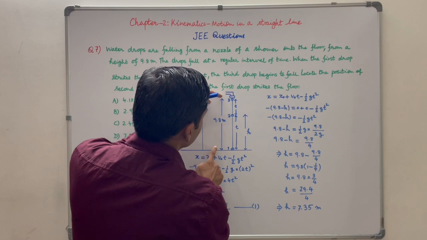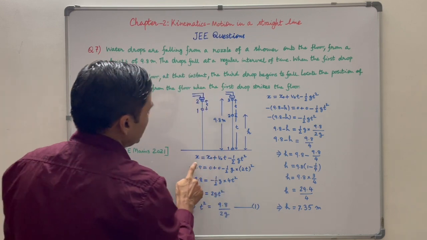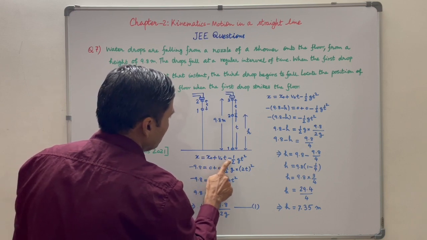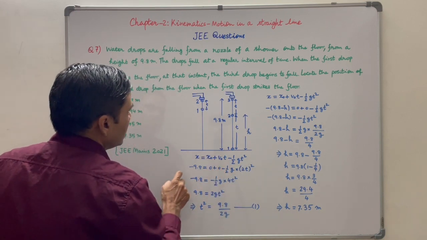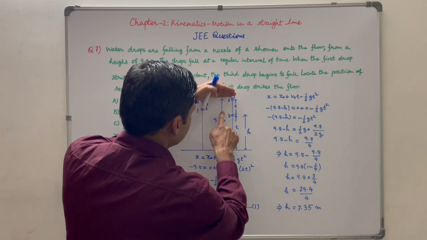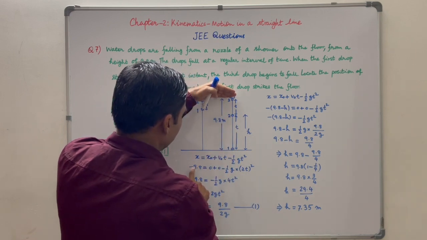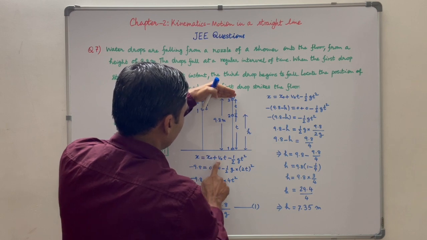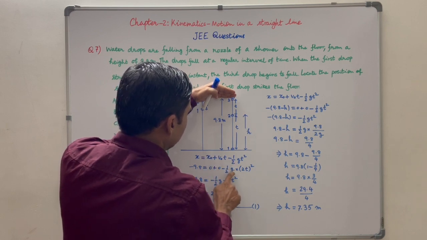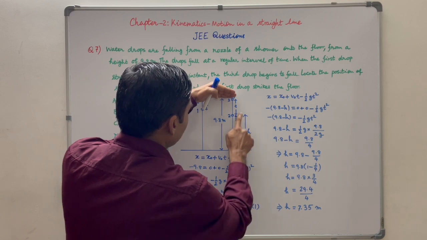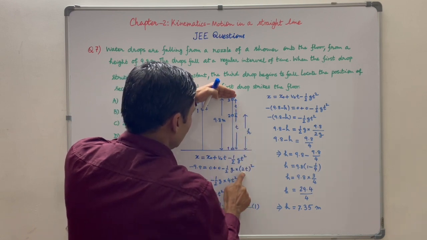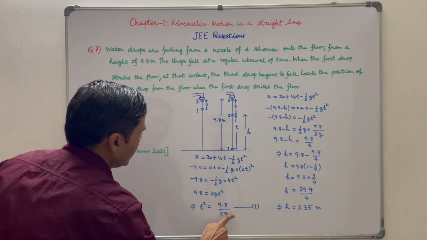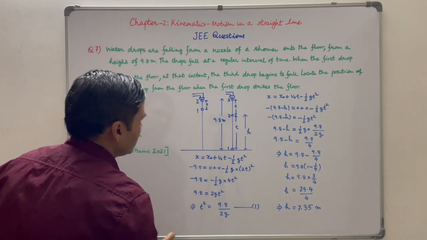So let us consider this section first. We will use this formula x is equal to x0 plus v0t minus half gt square. This is our reference point. Since drops are falling down, so x will be negative. Minus 9.8 is equal to x0 is 0, v0 is 0, minus 1 by 2 g. Now time will be t plus t, means 2t whole square. So t square will be equal to 9.8 upon 2g. This is our first equation.